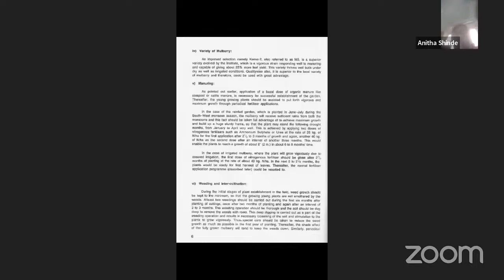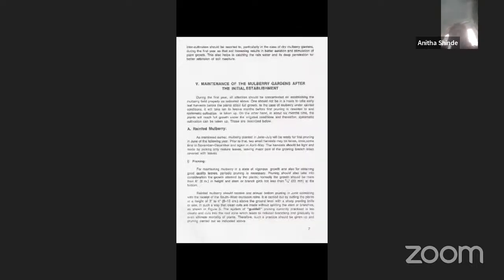Now, similarly, periodical intercultivation also should be resorted to, particularly in the case of dry mulberry gardens during the first year, so that soil loosening results in better aeration and stimulation of the plant growth. This also helps in catching the rainwater and its deep penetration for better retention of soil moisture. So both intercultivation as well as weeding have to be taken care of.